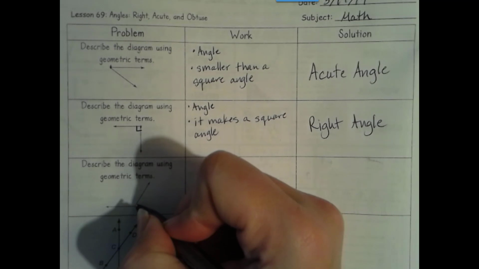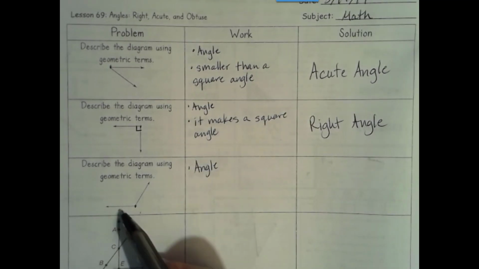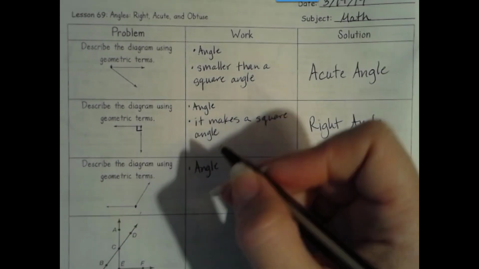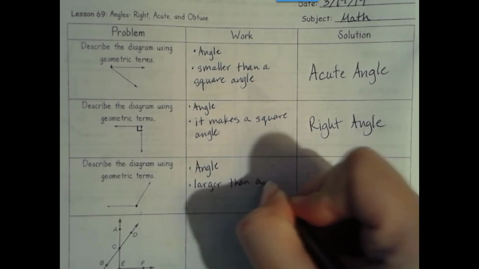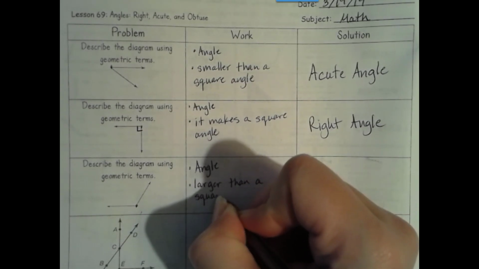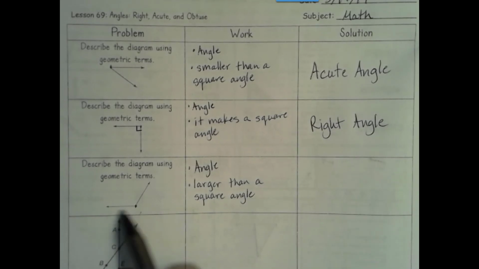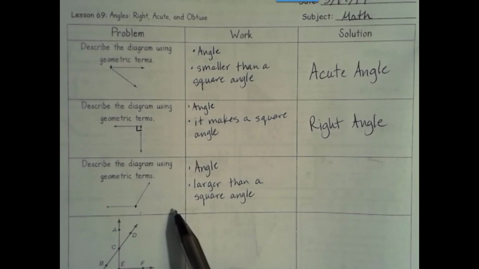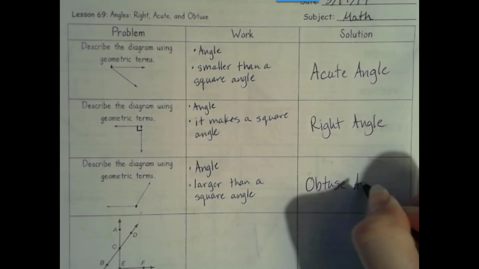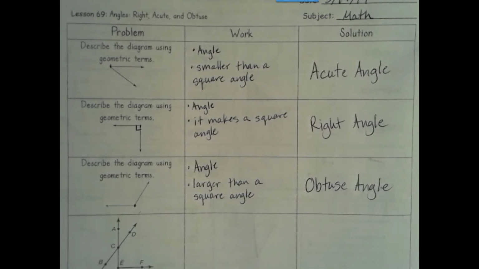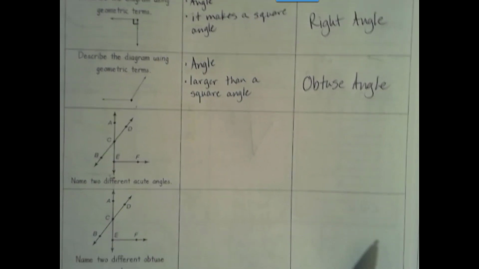Our next one here, again, we have that common endpoint of two rays, so it is an angle. But this time, this one is much larger than that square angle. It's larger than a square angle. If it is larger or greater than a square angle and it's not a straight line, so if it's larger than a right angle and it's less than a straight line, we call that obtuse. An obtuse angle. So you have acute angles, right angles, obtuse angles. Doesn't matter which direction they open up. Has to do with their size.